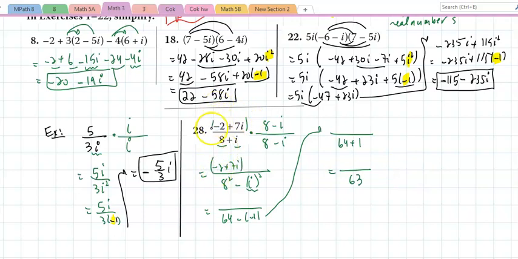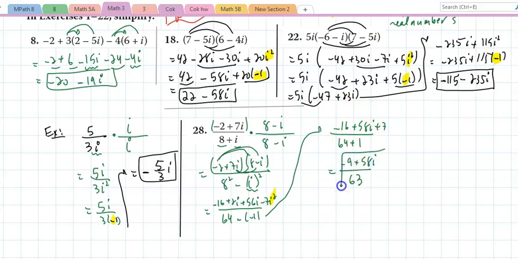A bit of work, not hard, just kind of long. So if I FOIL, negative 16 plus 2i plus 56i minus 7i squared, and that is a negative 16 plus 58i, and since this is a negative 1, negative 7 times negative 1 is a positive 7, and that would be a negative 9 plus 58i.